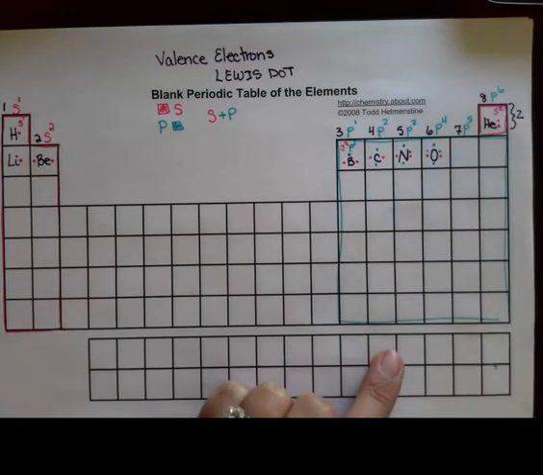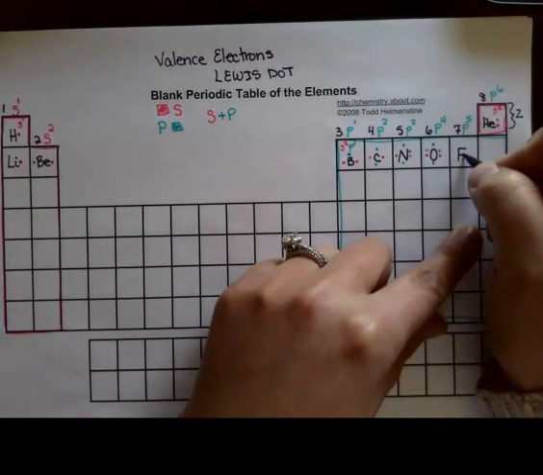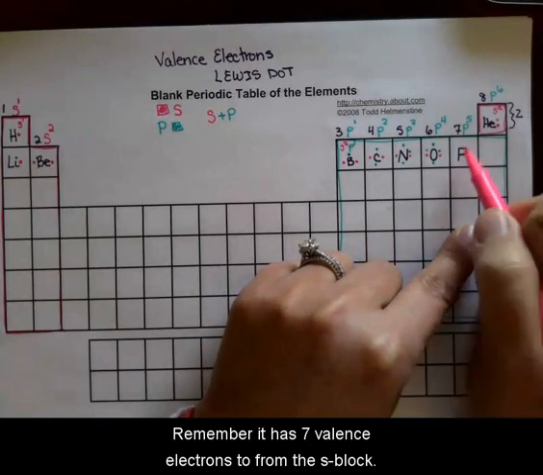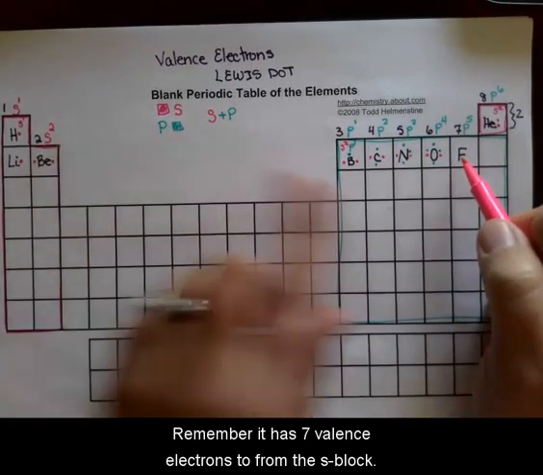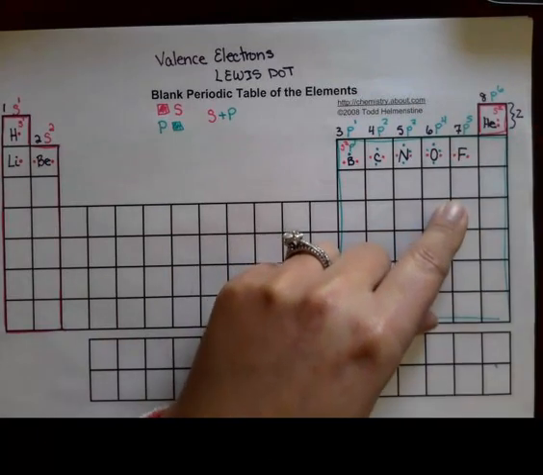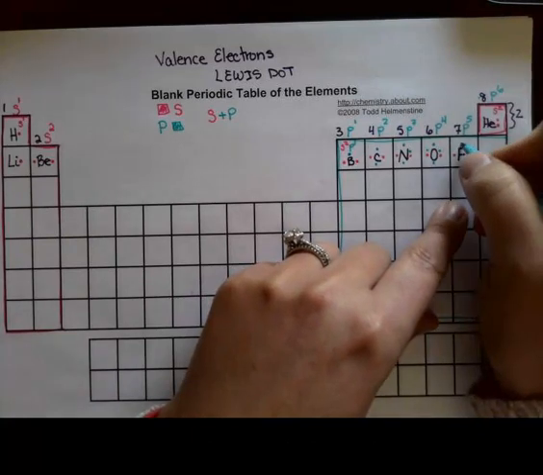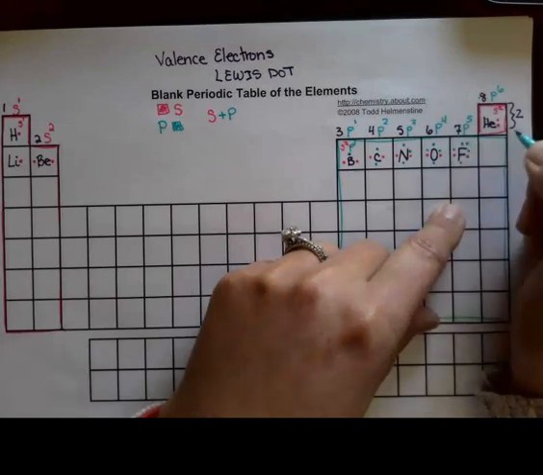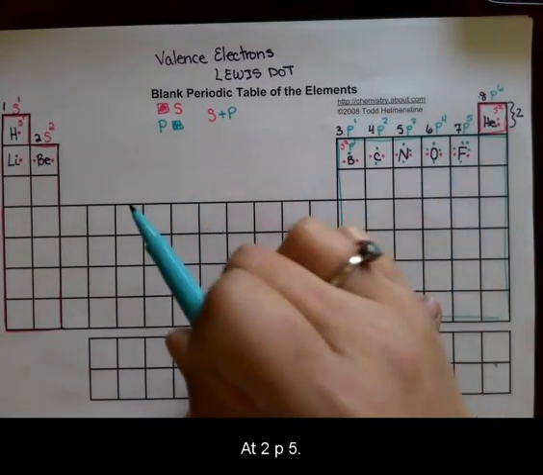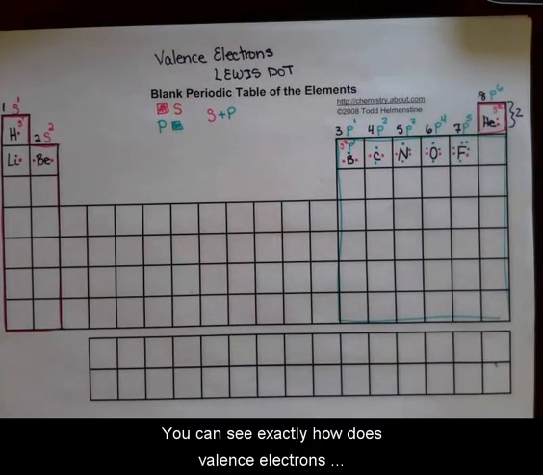For fluorine, remember, it has 7 valence electrons, 2 from the S block, 1, 2, and then we have 5 from the P block. So 1, 2, 3, 4, 5. So S2P5, you can see exactly how those valence electrons support each other.